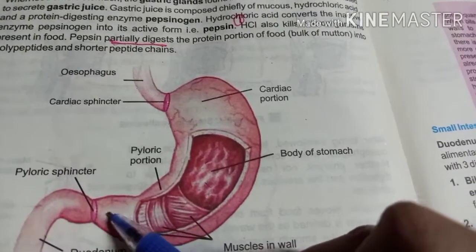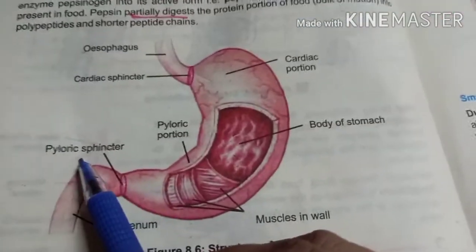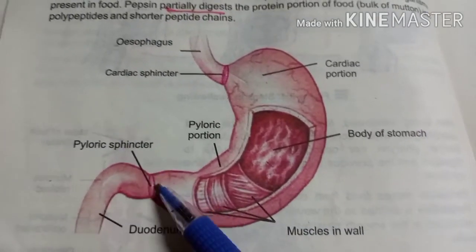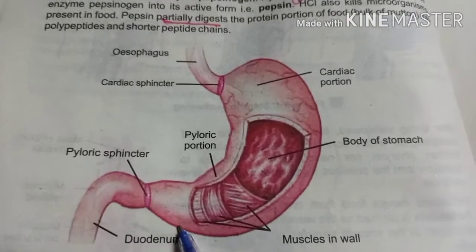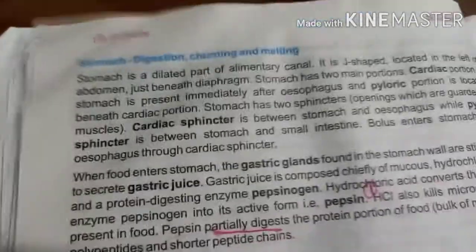It is then pushed through another gate. This is the entry of the stomach, and this is the exit point of the stomach, which we call the pyloric sphincter. From the pyloric sphincter, it enters the first portion of the small intestine. But today I will not talk about the small intestine because our main concern is the stomach here. So we can go through the reading of the stomach.